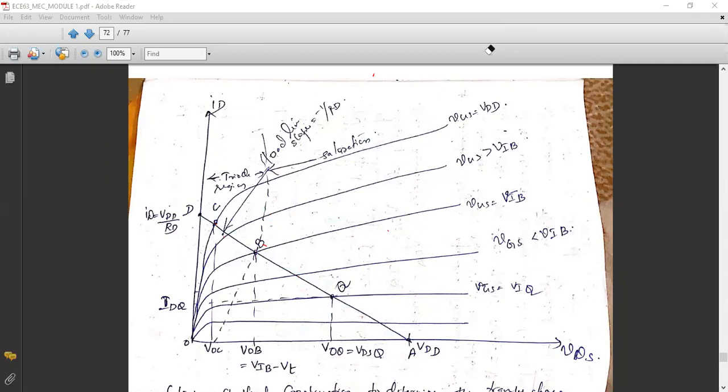Any doubts? Soumya? Suraj? Banu Prakash? Yes, sir. Understood, sir. Very good.